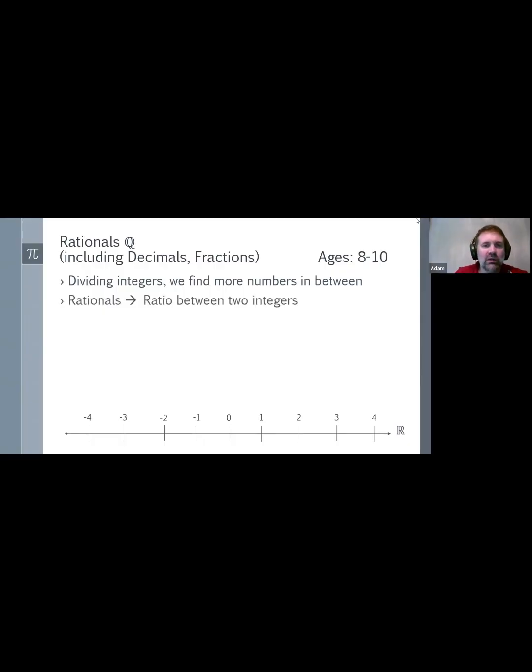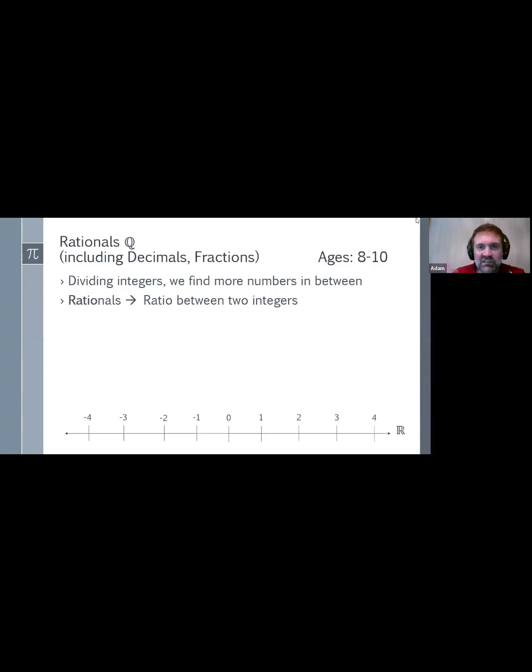The math map doesn't really have a whole year on rationals, but rational basically means there's a ratio. See the word ratio in the word rational. It's a ratio between two integers, and that's what makes it rational. Like the half, 1 divided by 2, those are two separate integers, and it's that ratio, which in decimal form is 0.5 when we do the division.